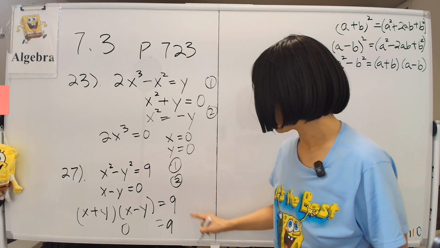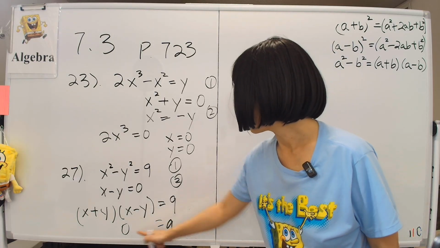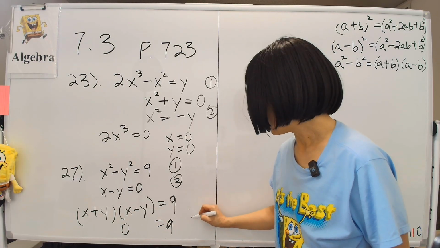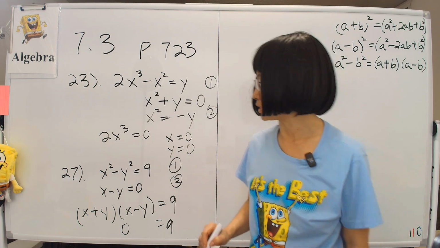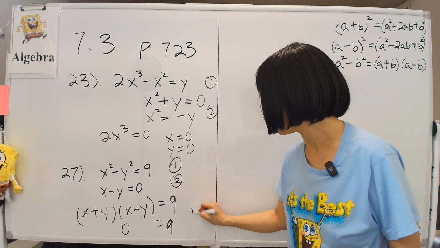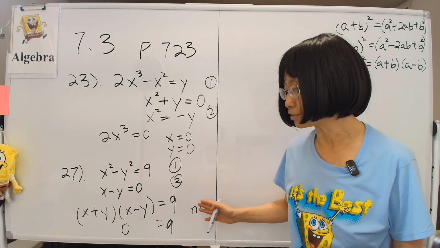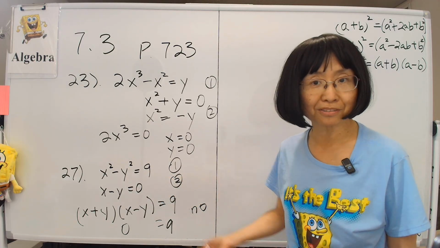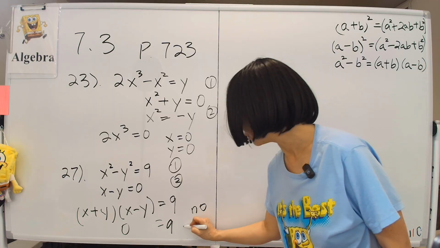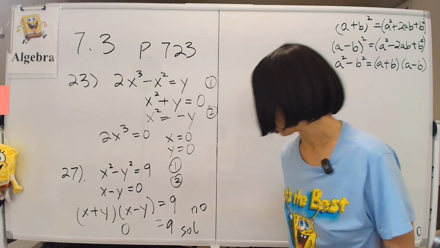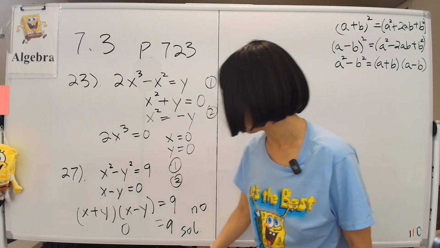This is called a contradiction. 0 is not possible to be 9. So what does that mean? That means this problem has no solution, because if there were a solution, 0 would have to equal 9. That's not possible. Therefore, no solution. That is the answer to problem 27.